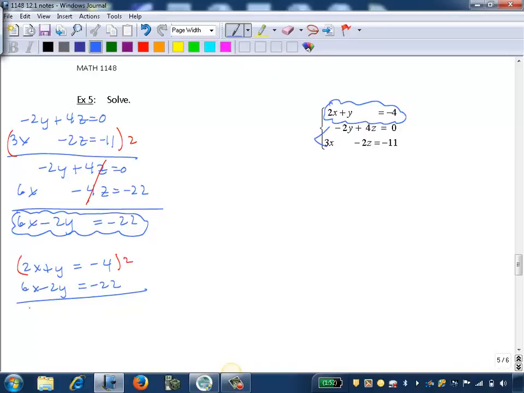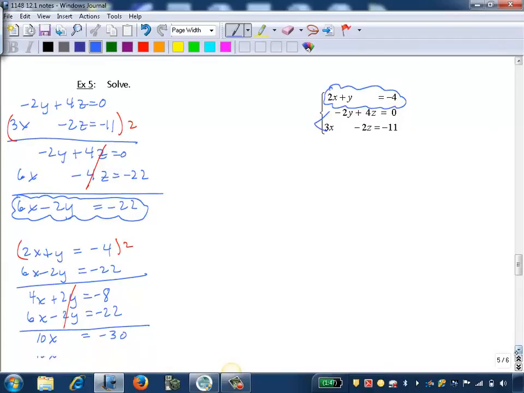So I'll multiply here by 2. Then my top equation, 2x times 2 is 4x, y times 2 is 2y, -4 times 2 is -8, and then I'll rewrite that second equation, 6x minus 2y equals -22. Now I'll add down the columns: 4x and 6x give me 10x. As we wanted, the 2y and the -2y add up to 0. We've eliminated y. And then we've got -8 and -22, which will give us -30. Then we can just divide each side by 10, so we get x equals -3. So there's the first of our three variables.